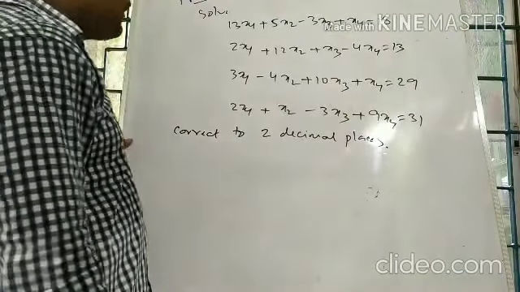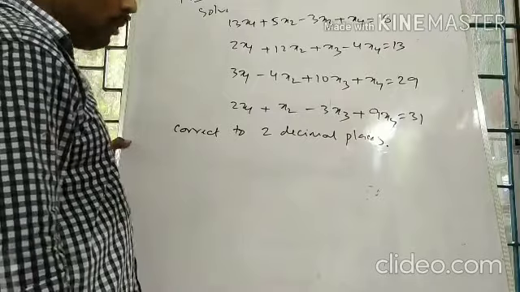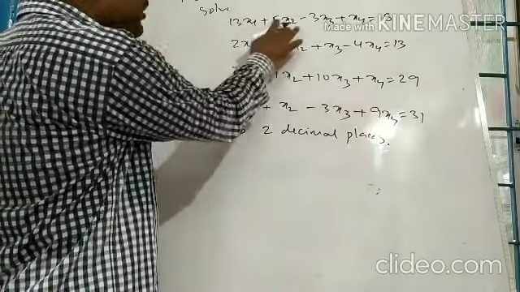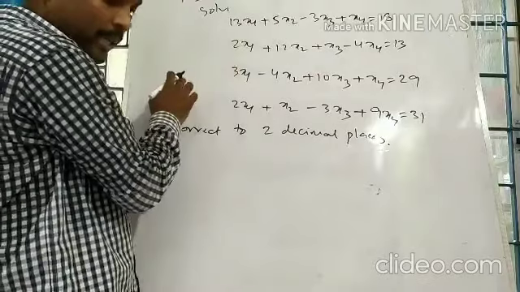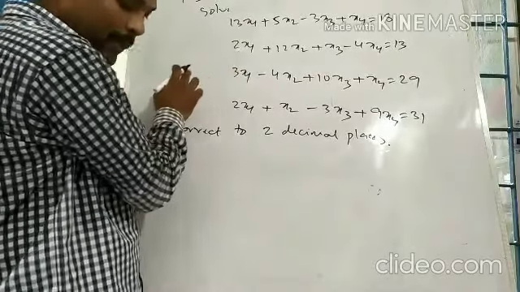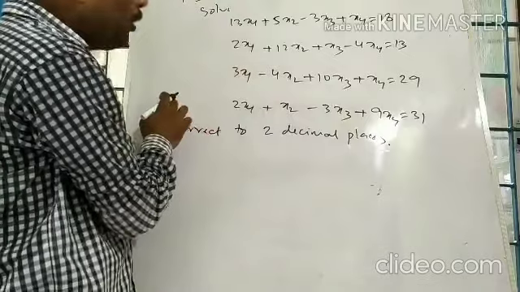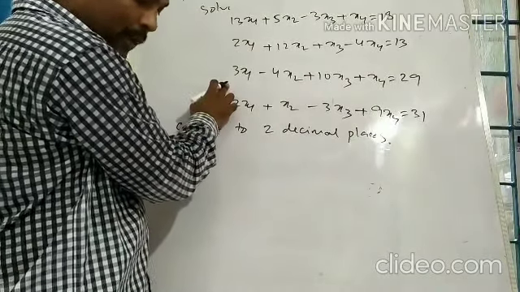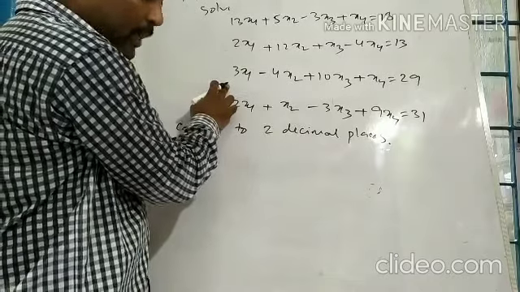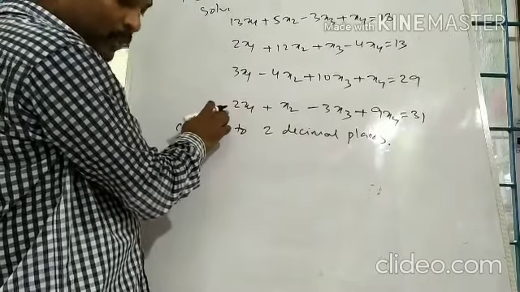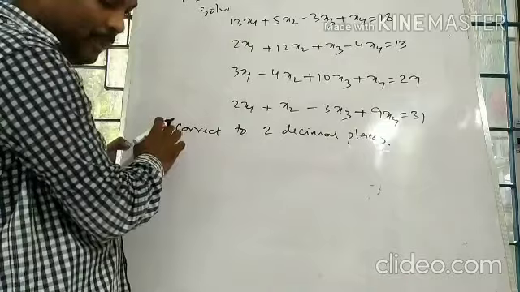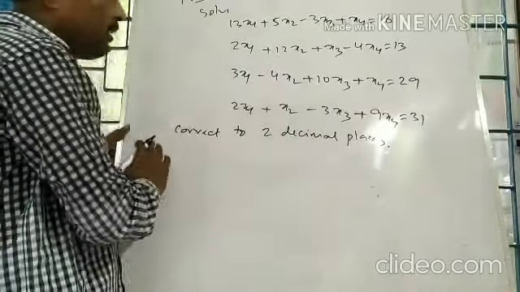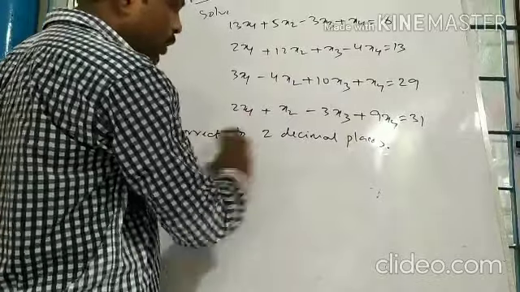13x1 plus 5x2 minus 3x3 plus x4 equals 18. 2x1 plus 12x2 plus x3 minus 4x4 equals 13. 3x1 minus 4x2 plus 10x3 plus x4 equals 29. 2x1 plus x2 minus 3x3 plus 9x4 equals 31. You have to solve this system of equations using the Gauss-Seidel method, correct to 2 decimal places.